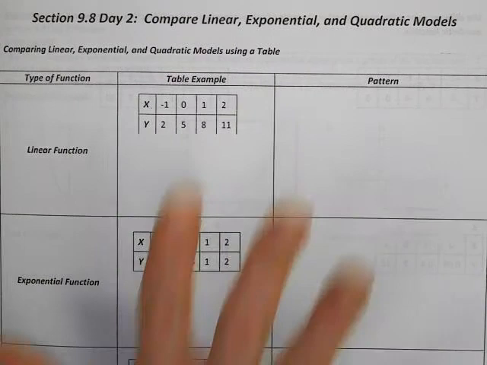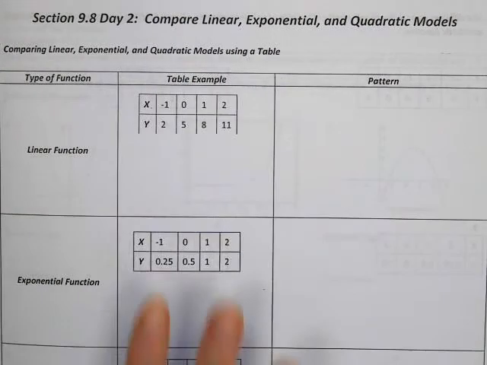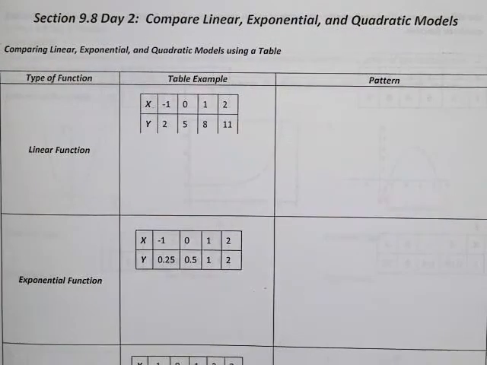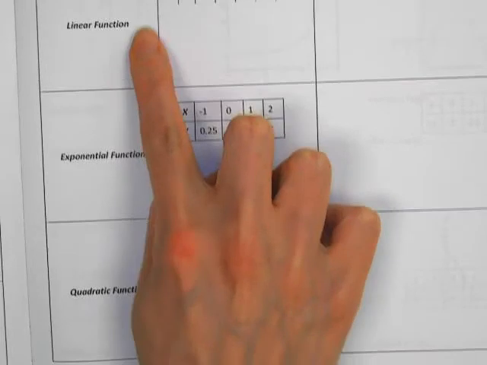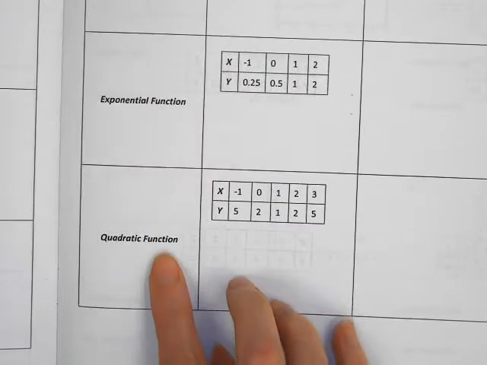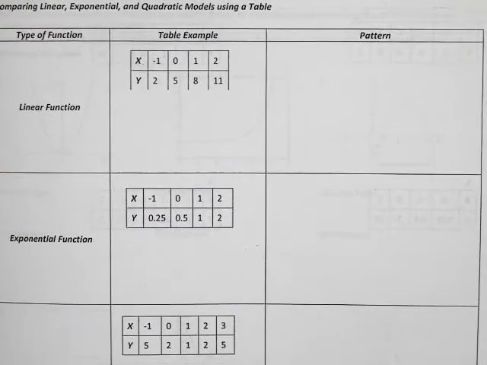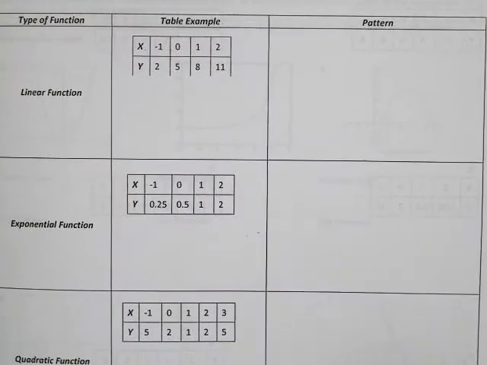Today we're going to look at tables of functions and determine patterns to tell if they are linear, exponential, or quadratic functions. All right, so let's look here. We've done most of these before, so this should kind of be a review. All right, so determine if it's a linear function.